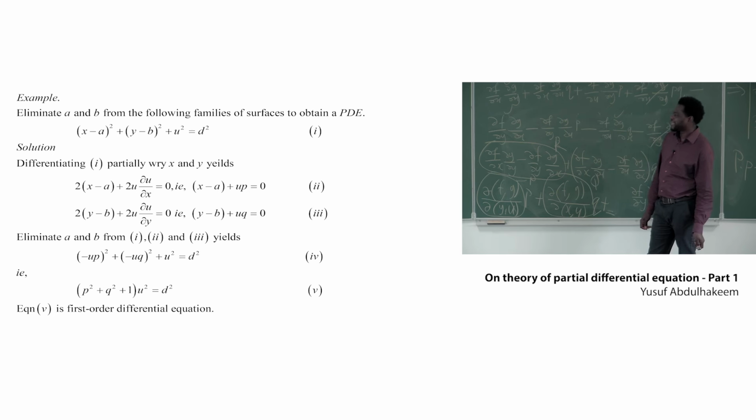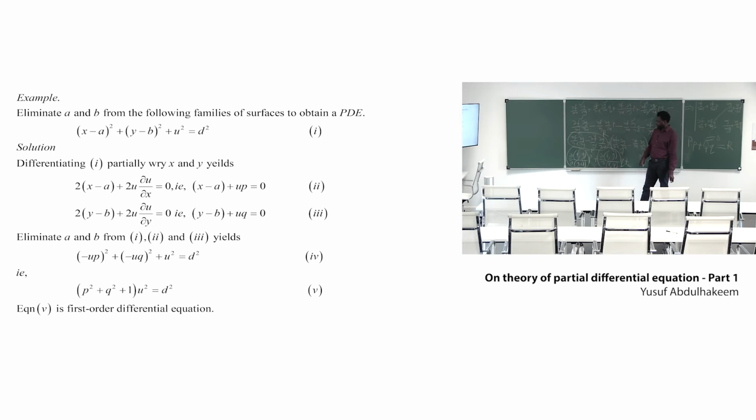Now that we have obtained our x minus a and our y minus b, all we need to do is to substitute back into this given equation. And once we do that, this is what we are going to have. Of course, we said minus up is equal to x minus a, and y minus b is the same thing as minus uq. So once we square both of them, just as we have in the given equation, we are going to have p squared plus q squared plus 1. That is this u. If you factor this u out, because it's common to all of them, this is what we are going to have. And this equation 5 here is the first order differential equation.